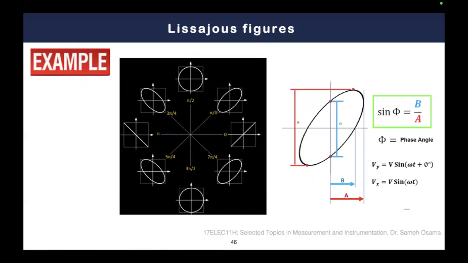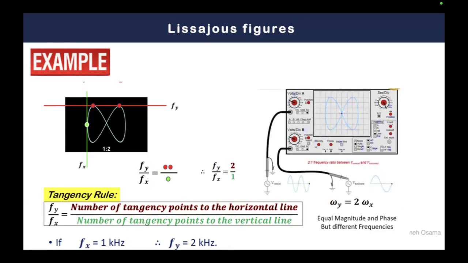Once you see more than one loop in your Lissajous figures, simply start to plot a vertical line and a horizontal line and determine the number of tangent points. You know, tangent, which is the intersection point between the line and the edges of these loops. So as you can see here, we have two horizontal intersections, which is Fy, and one vertical intersection, which is Fx.